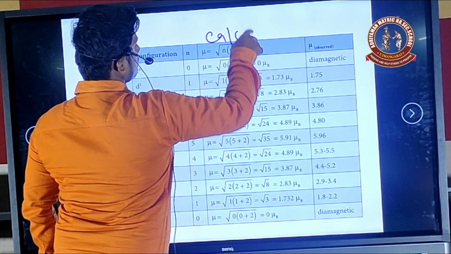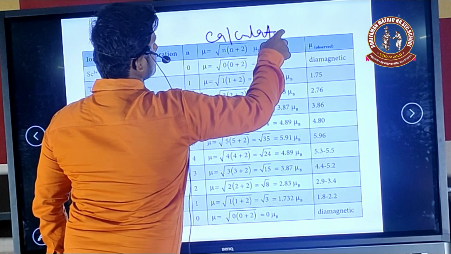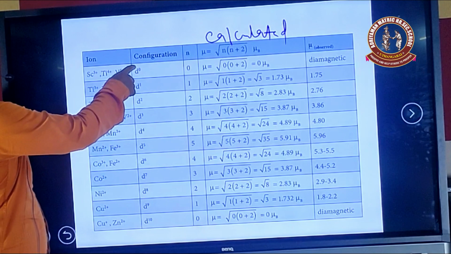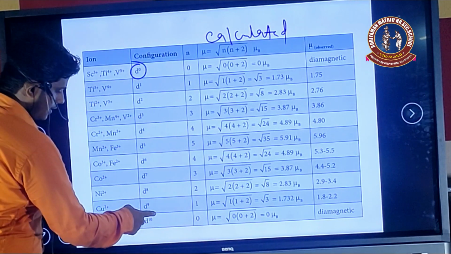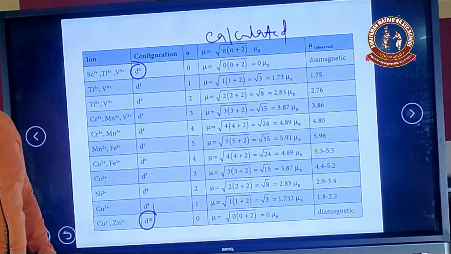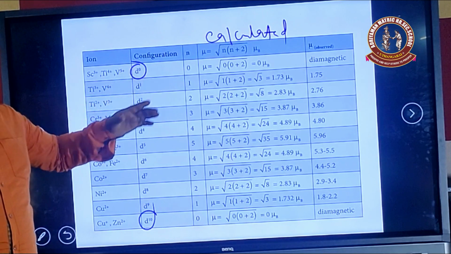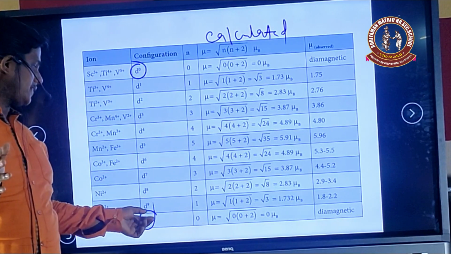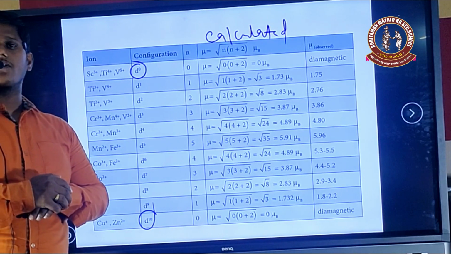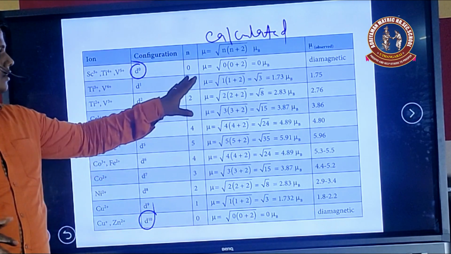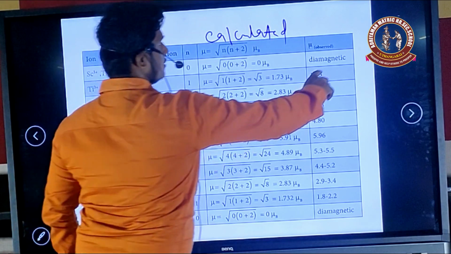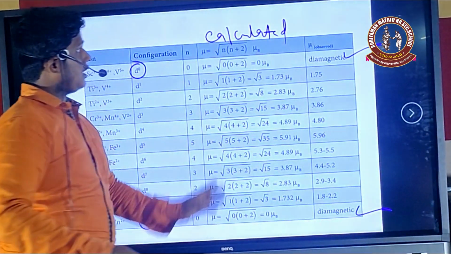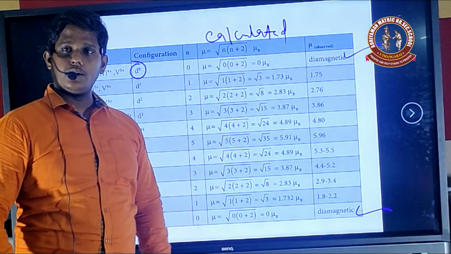It is a calculated value. You know, d orbitals contain d0 and then d10 configuration. In d0, there is no unpaired electron in the d orbital, and in d10 configuration, all electrons are paired, so it is called diamagnetic in nature. Observed mu value is 0 and also the calculated value is 0.